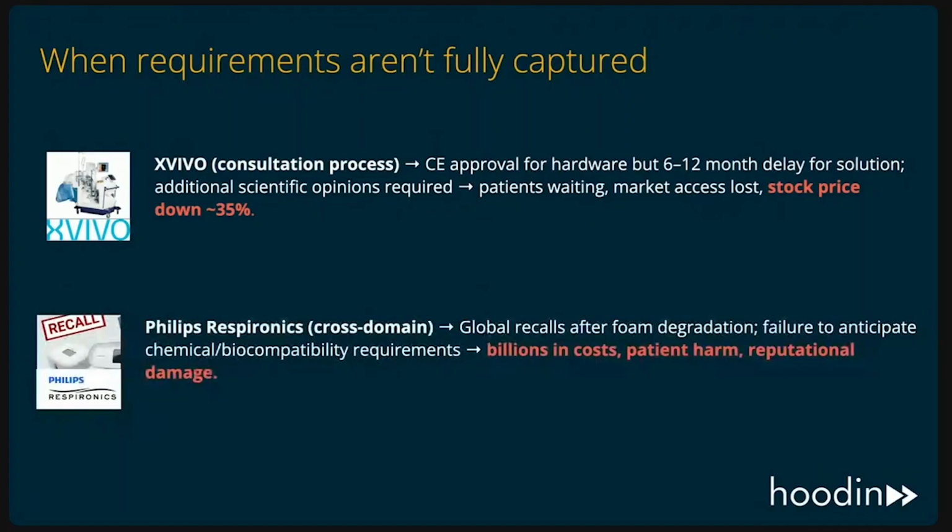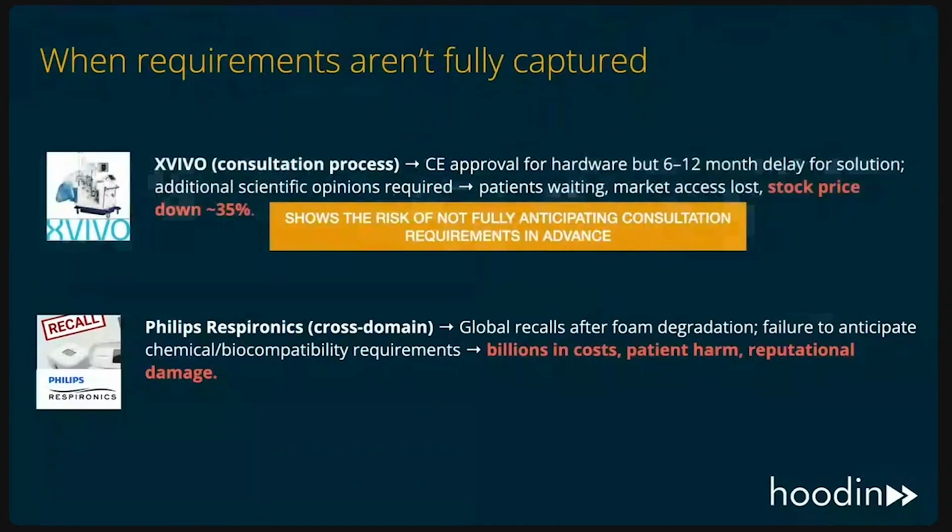Here's another example, Philips Respironics. I guess you know this one. This happens when you don't realize the cross-domain regulations. You focus way too much on MDR or IVDR and so on. And yeah, sure, they are tricky, but these ones are equally important. You're probably aware of what's going on with REACH for next year. If not, check it up. So they had global recalls after foam degradation, so failure to anticipate chemical and biocompatibility requirements, which cost them billions and caused patient harm and reputational damage.